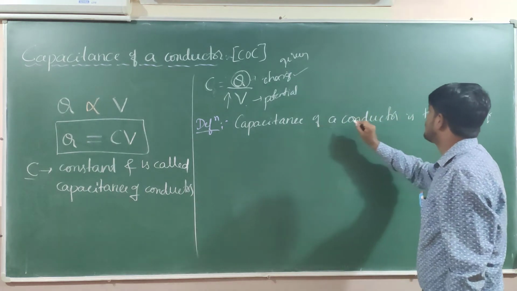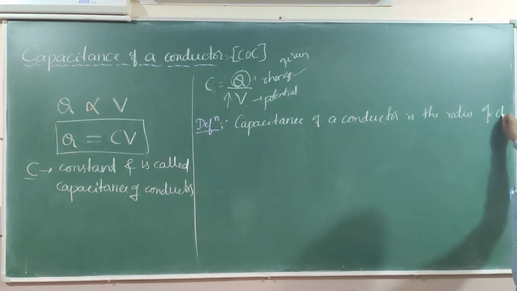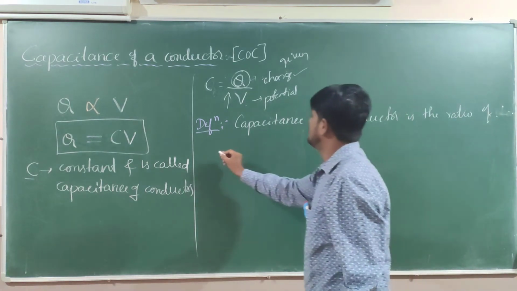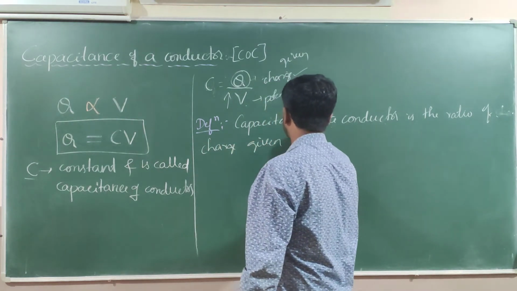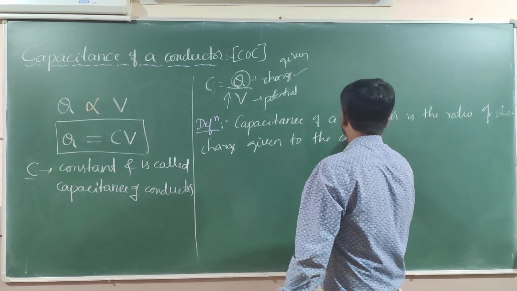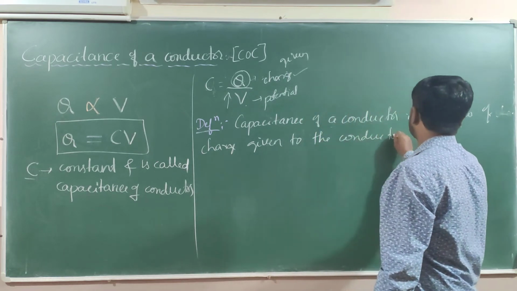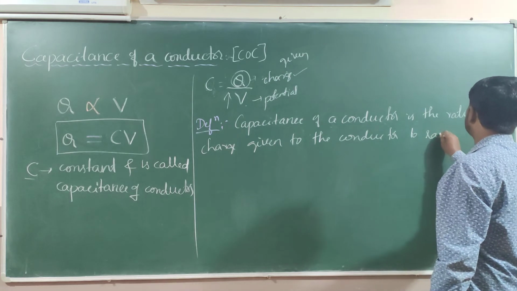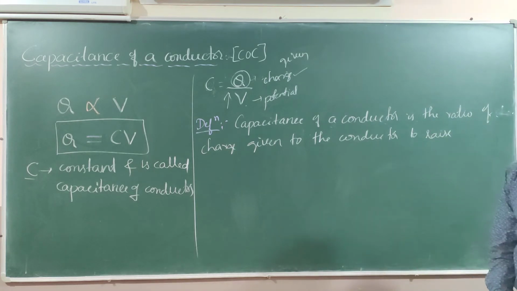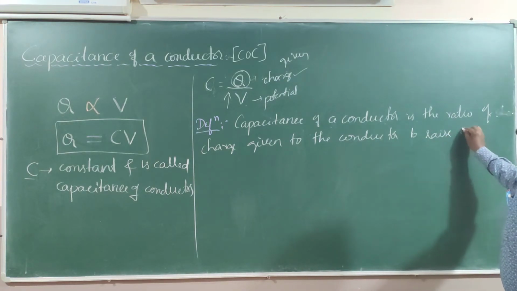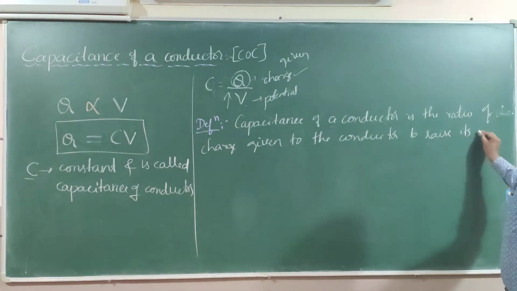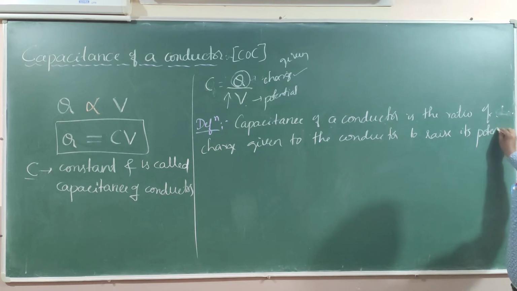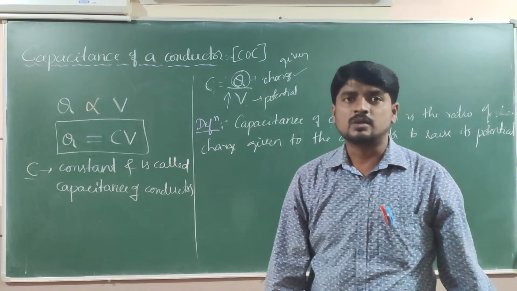So the capacitance of a conductor is the ratio of charge given to the conductor to raise, to increase, to enhance its potential. You can use any word. After giving the charge, what happens? Potential increases. To raise its potential. So for 1 mark, it's a very important definition: define capacitance of a conductor.